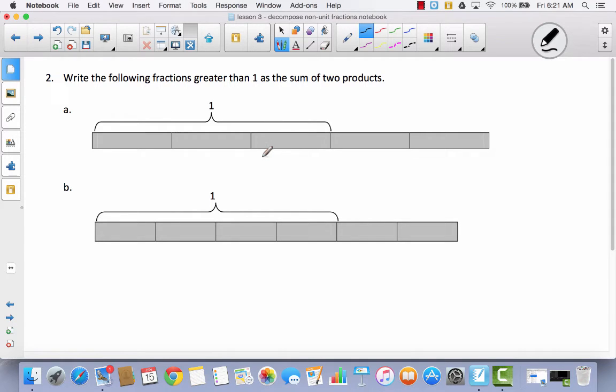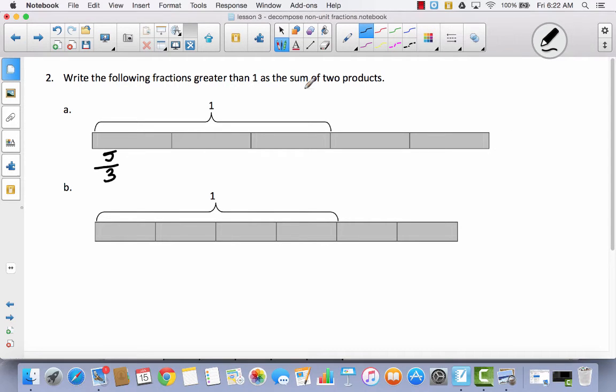So I know that these are thirds, and I have 5 of them. So I'm going to say 5 thirds. Now it tells me I'm writing this as a sum of 2 products. Well, a sum is an addition sentence, and a product is a multiplication sentence. So this is going to be a little bit different because we did not do this in the journal.